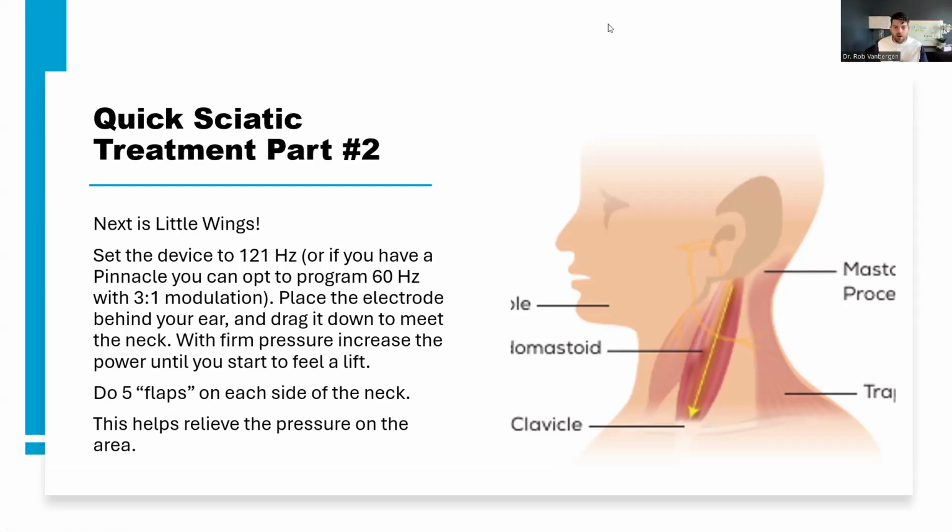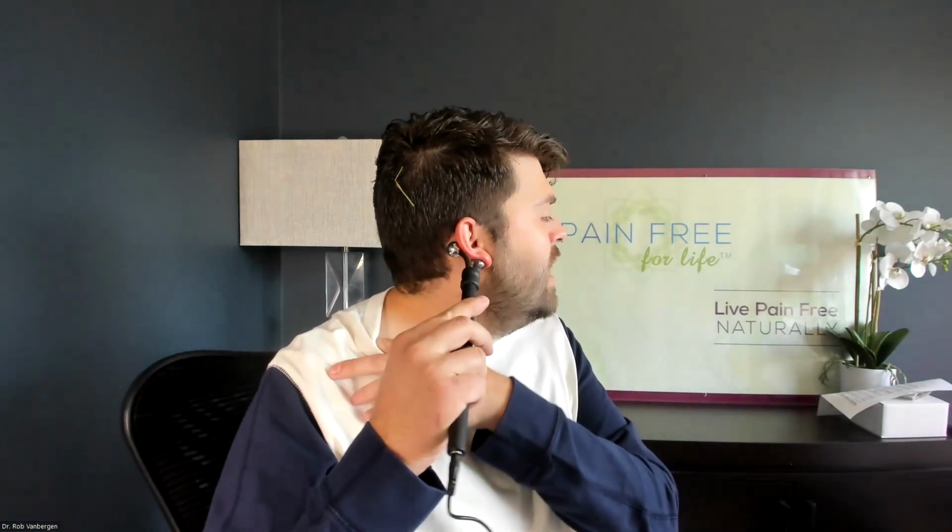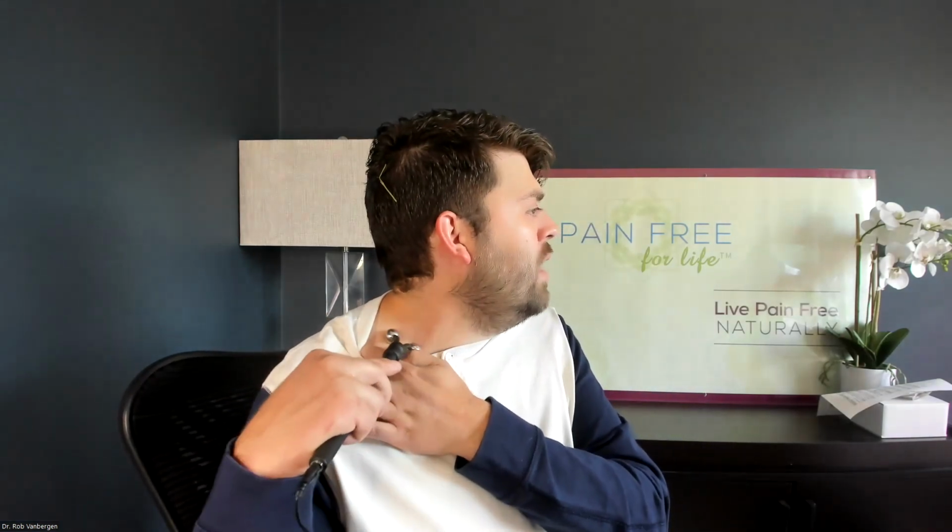Let's again stop sharing, and we'll just demonstrate this really quickly. So I place the electrode behind the ear, and then I drag straight down into the neck here, and I put firm pressure where the neck connects to the shoulders. I'm going to hold the plus button down until I feel a pull. And what you're looking for, and let me just adjust my hand for a second here, is a visible lift on that shoulder. I've not got it yet. So you see the shoulder starting to come up a little bit? There we go.